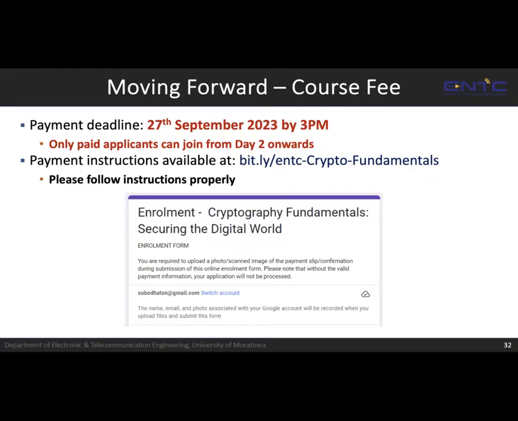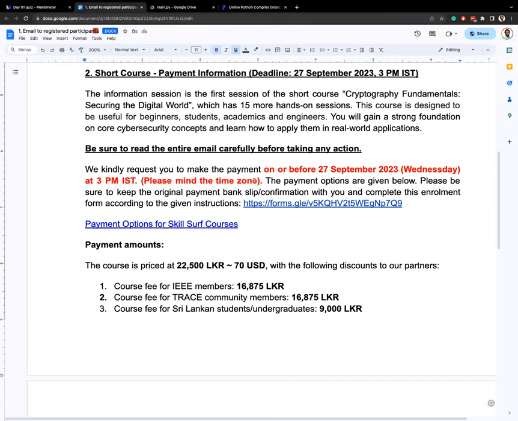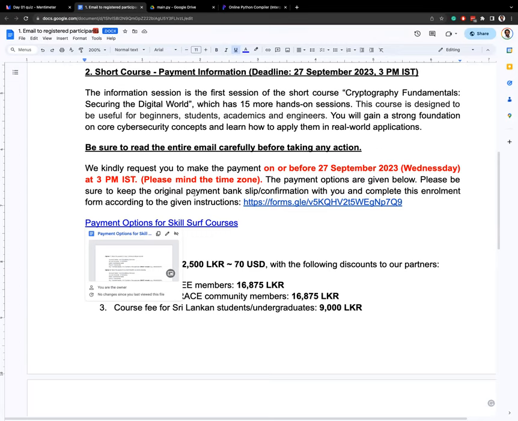This is the email that we sent to all the registered participants. The payment options are here, so you can choose whatever is convenient for you. Earlier, we had some people joining from outside of Sri Lanka as well. So under payment options, you will see options like PayPal, for example. But I believe most of you are from Sri Lanka, so you can make the payment directly to a bank account. Information is given.